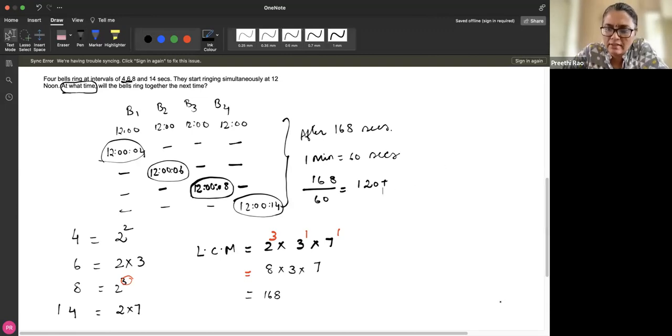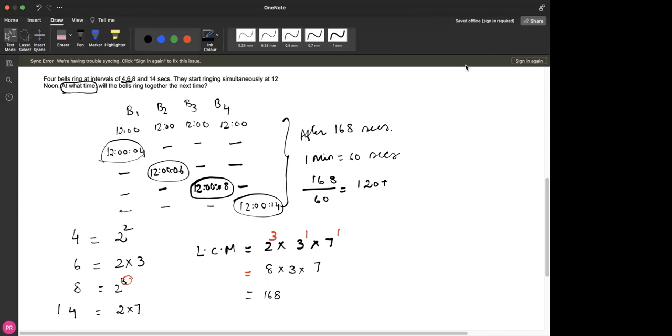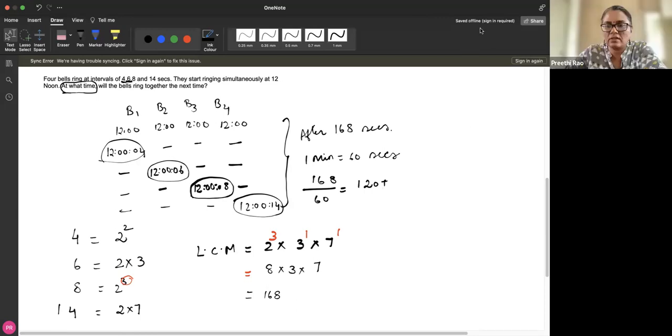And whose fan is it, guys? Can you mute yourself? Reshta's, I think so. Reshta, can you mute yourself?